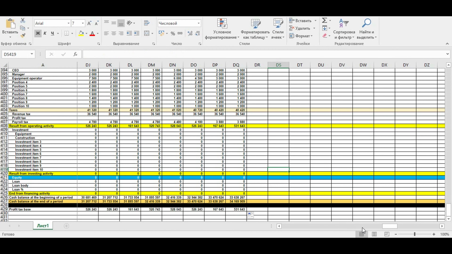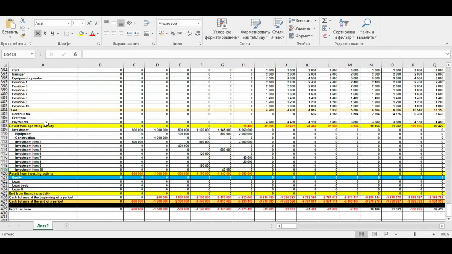This is our profit tax base, and now we will calculate the profit tax itself.